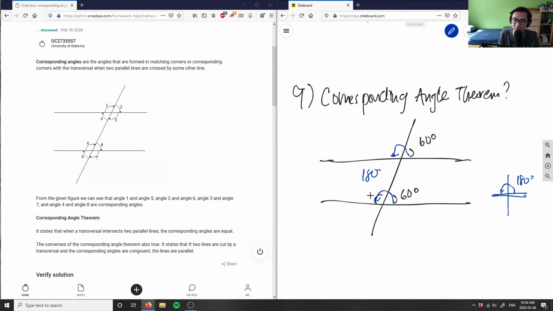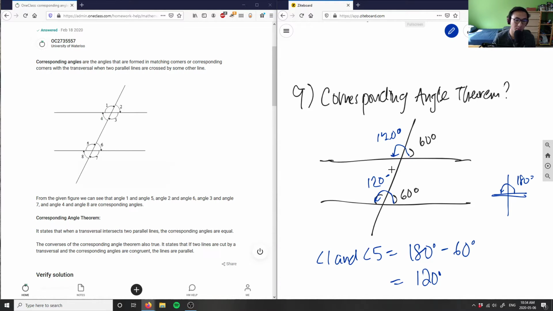So therefore, if I want to solve for angle 1 or angle 5, because they're corresponding angles, I can simply do 180 degrees minus 60 degrees, right? And this here would equal 120. So therefore, my angle 1 and angle 5, sorry, are 120 degrees. This here is also 120 degrees.